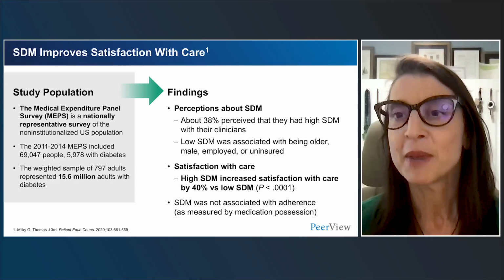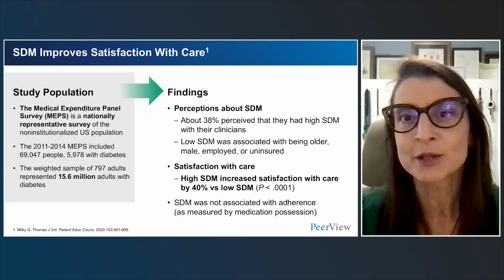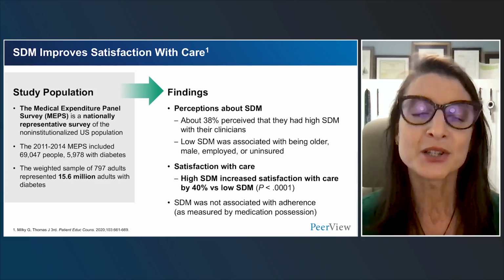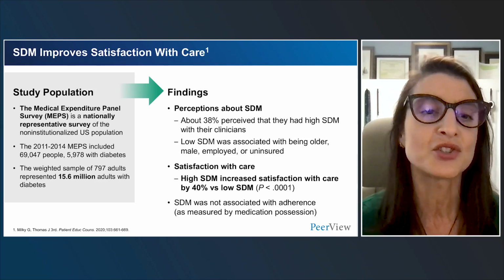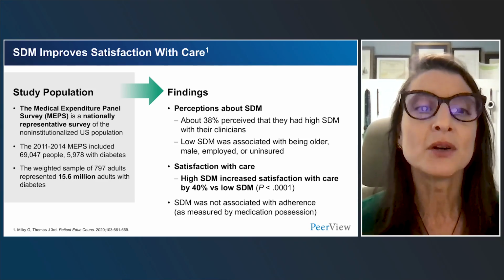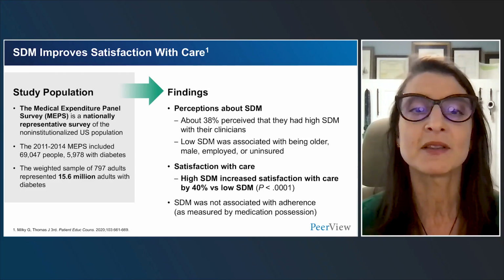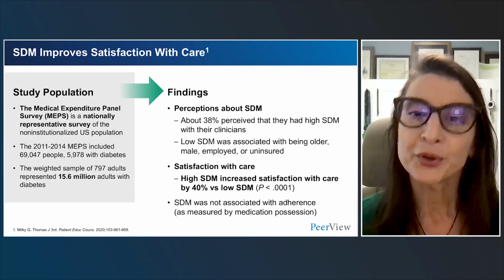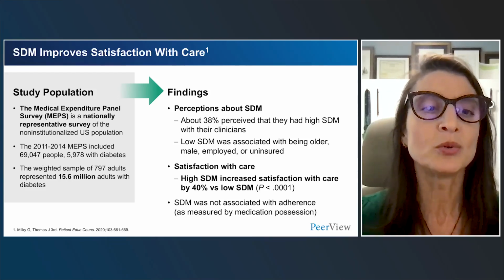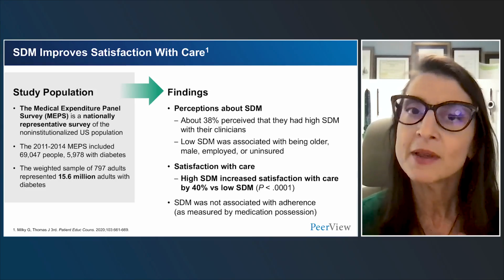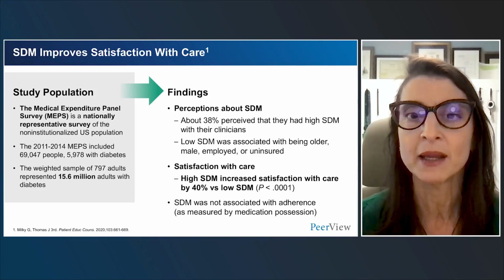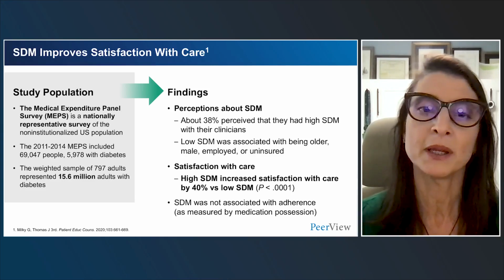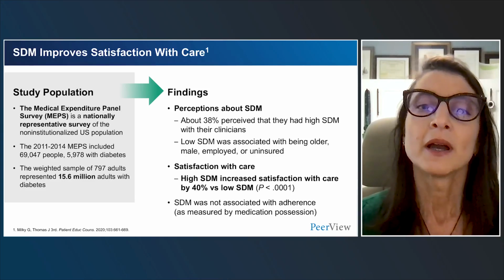We know that shared decision making works. It would not be included as a recommendation in the American Diabetes Association guidelines if there wasn't some research behind it to show that it actually does work. This is just one of many studies that looked at shared decision making in a population that has type 2 diabetes. What we found is that about 38% of the patients polled in this particular study perceived that they had some degree of shared decision making with their clinicians. And less shared decision making was associated with the person being older, being male gender, or uninsured.